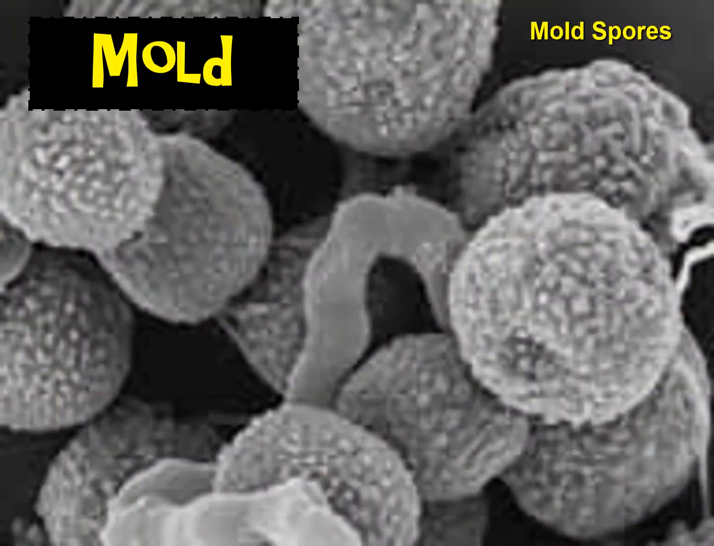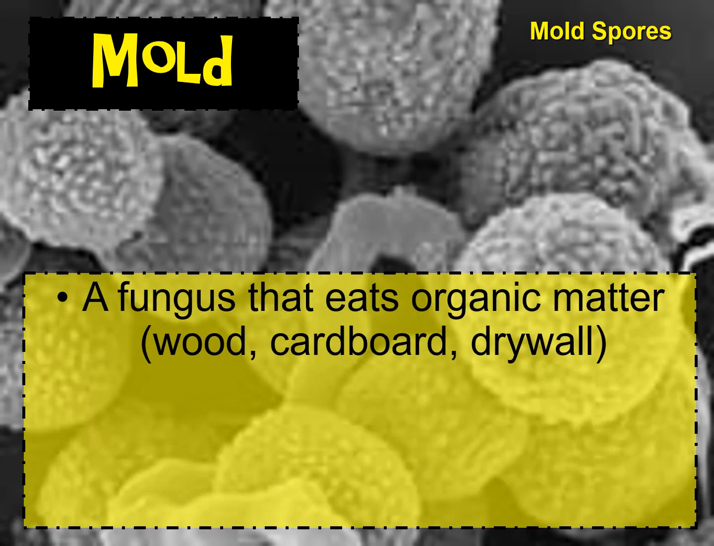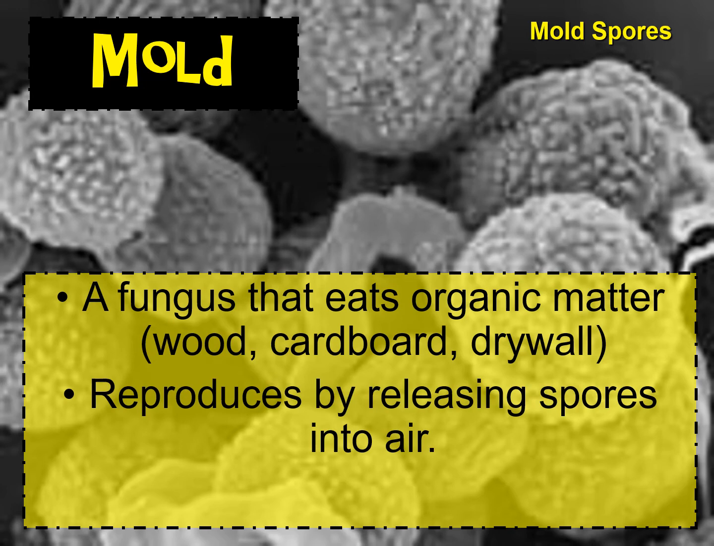Well, you have definitely seen mold. And mold is a fungus that loves to eat away at organic material. So our houses, our buildings, they're pretty much made of organic material. They're made of things like wood and cardboard and drywall. And so mold has an easy time to go ahead and eat away at the material.